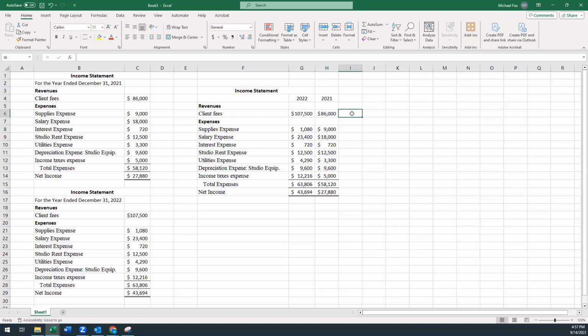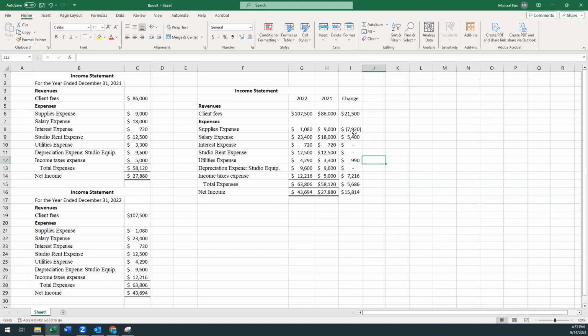And so the first thing we'll do is we'll just calculate the change. And that change is just going to be the newer year minus the older year. So we can see now that our revenue went up $21,500 between 2021 and 2022. And we'll apply that same formula all the way down. I'll go ahead and delete this one because it's just on the expenses line there. All right, so we can see that our revenue went up 21,005.